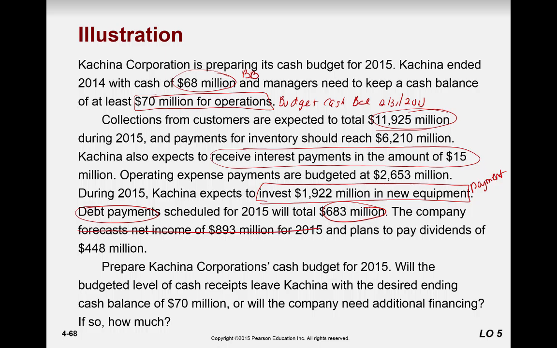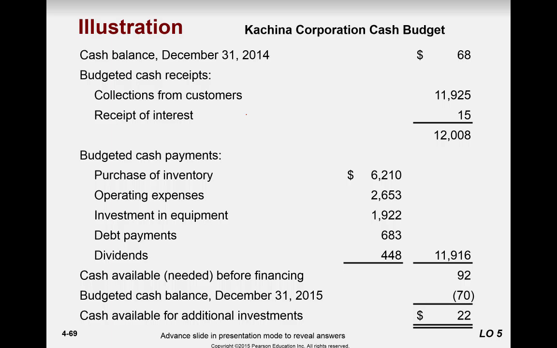We don't need this amount at all, right? Because this is our forecast. That doesn't mean that we're actually making payments. So net income does not affect cash. This is here just to confuse you, so don't let it. But we do have to take into consideration our dividend payments. What it's asking us to do is to prepare a budget, and will the budgeted level of cash receipts leave the corporation with the desired ending balance of $70 million for operations? And if they don't, how much do we need?